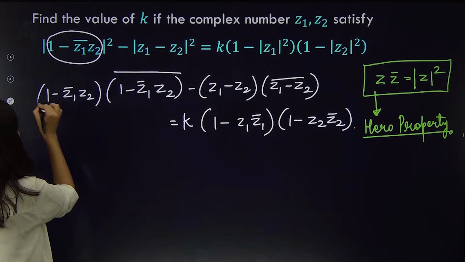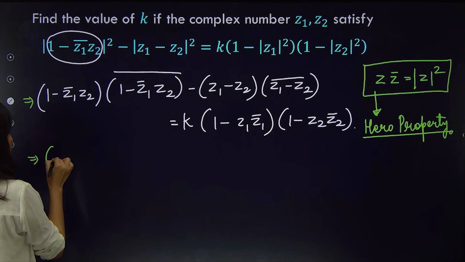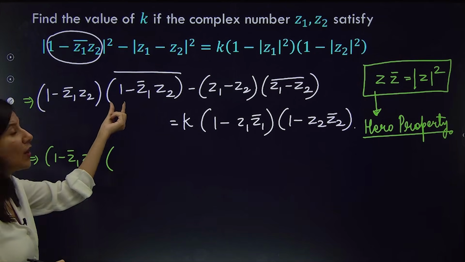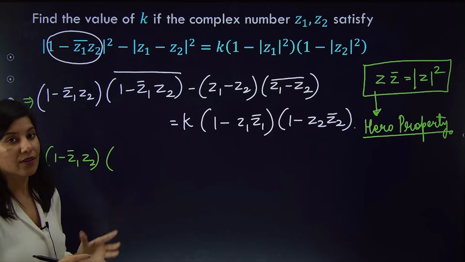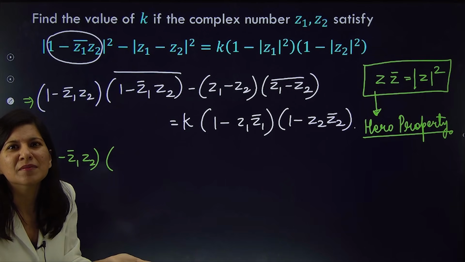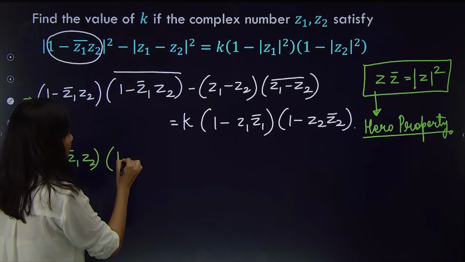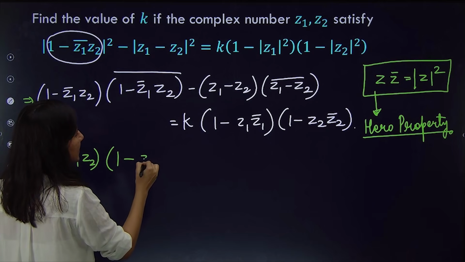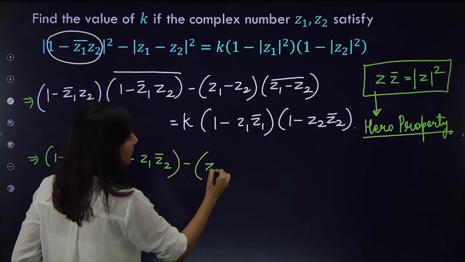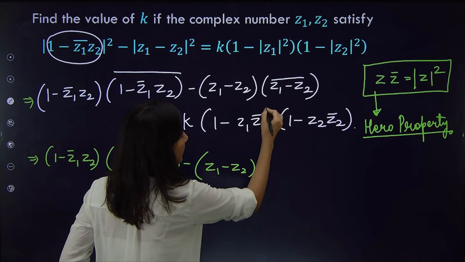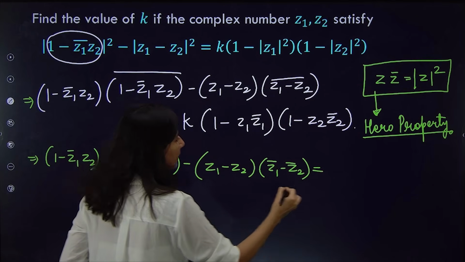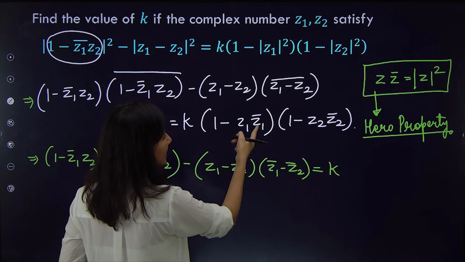Now let us talk about this one by one. So 1 minus z1 bar z2. Now again, conjugate property. The bar will be over 1 and the bar will be over here. Conjugate of 1 is 1 only. Minus, conjugate of z1 bar is z1. This is z2 bar. Minus z1 minus z2, this is z1 bar minus z2 bar, equal to k times 1 minus z1 z1 bar.